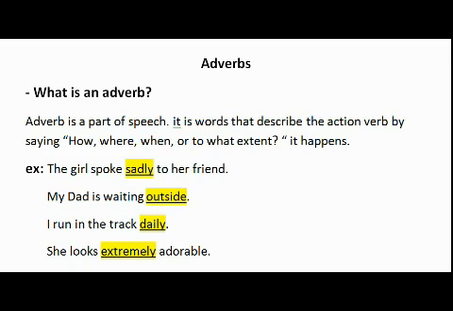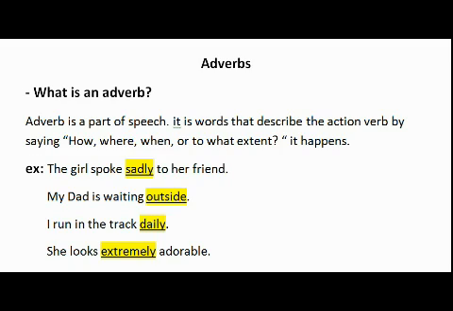So first, let's start and ask ourselves, what is an adverb? Adverb is a part of speech, just like the adjectives, the nouns, and the verbs that we have already taught before. It is a word that describes the action verb by saying how, where, when, or to what extent it happens. So let's see these examples and it will help us understand.